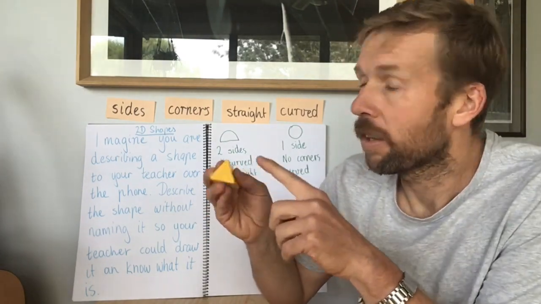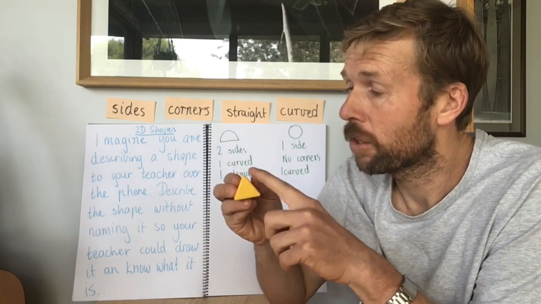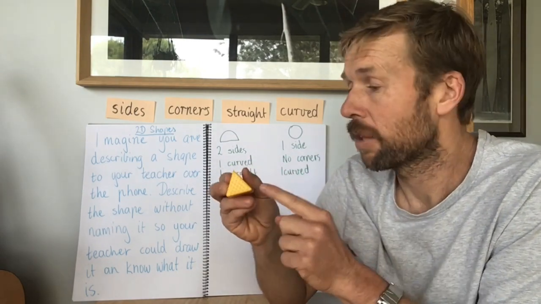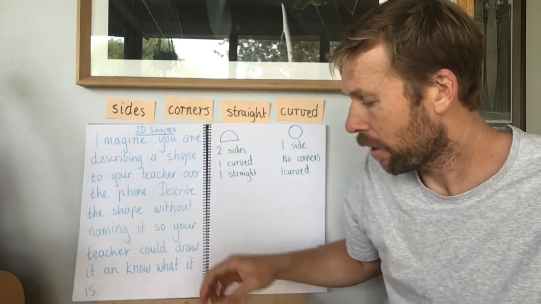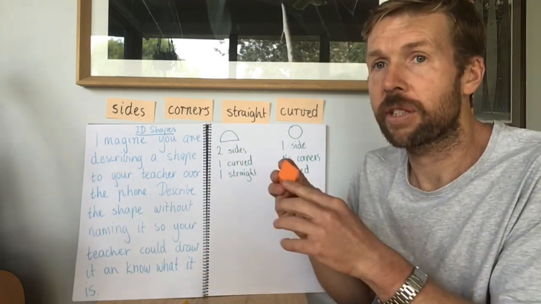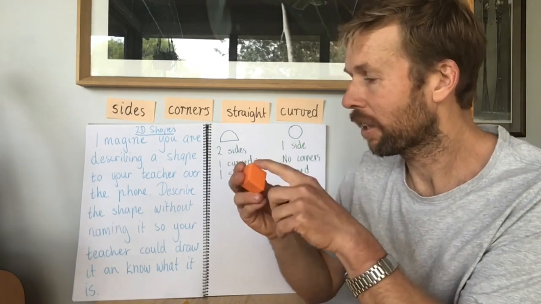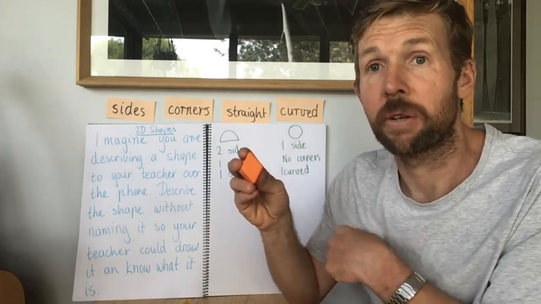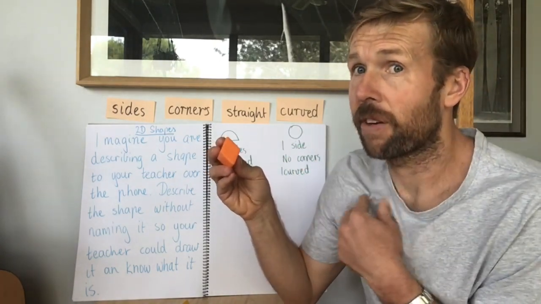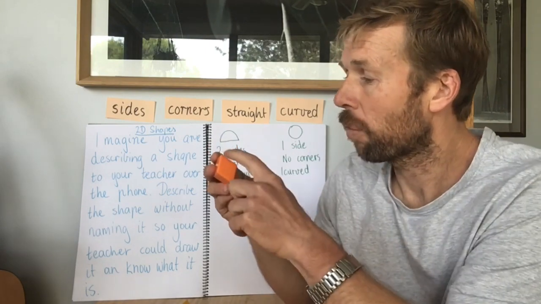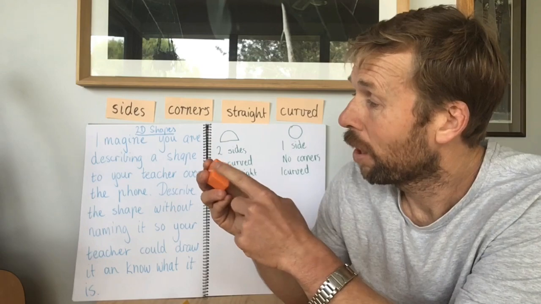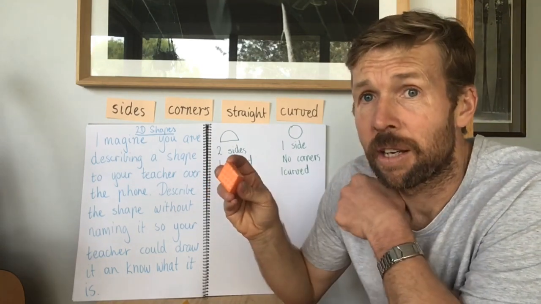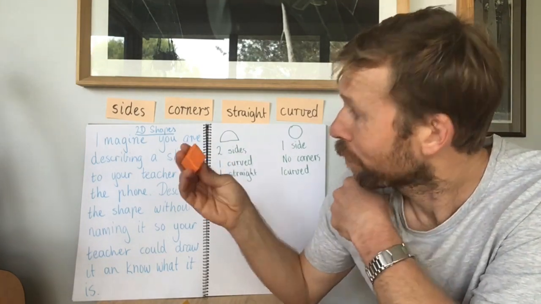So this one has got, it's a triangle and it has 1, 2, 3 sides. It has 1, 2, 3 corners. So that's a triangle. And that's why it's really good to have these, because if you've got them there in front of you, you can count them and look at them and use them to help you recognize the features and describe the features. So this one has got 1, 2, 3, 4 corners. It's got 4 sides.